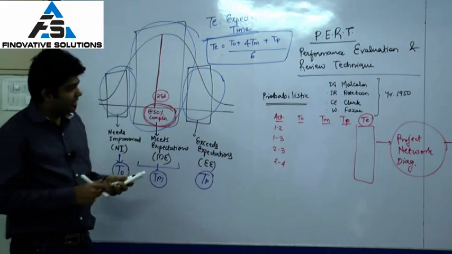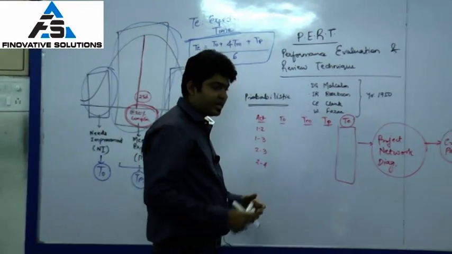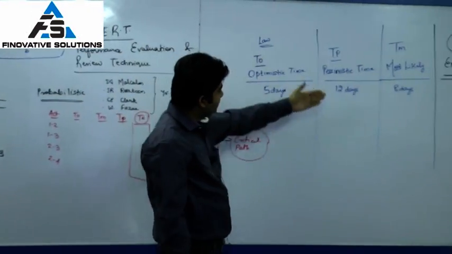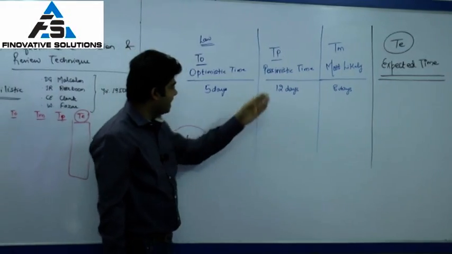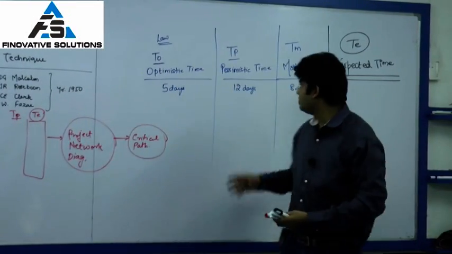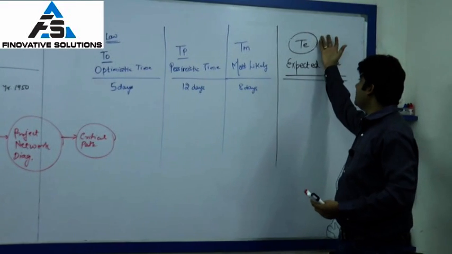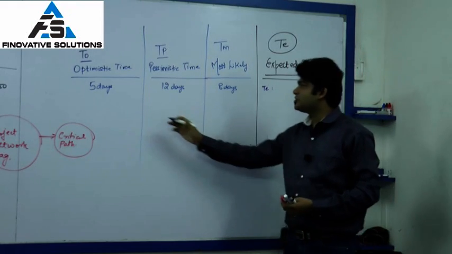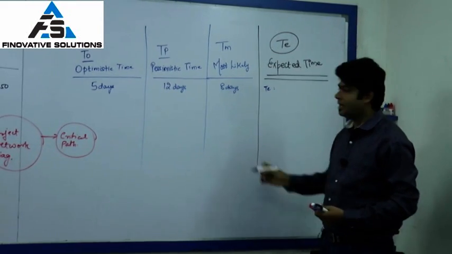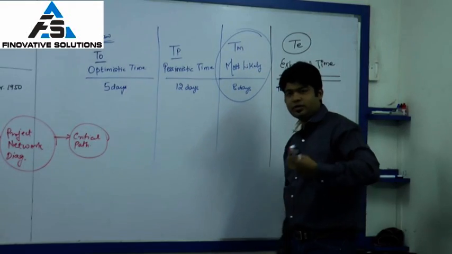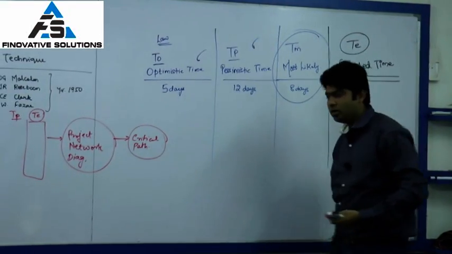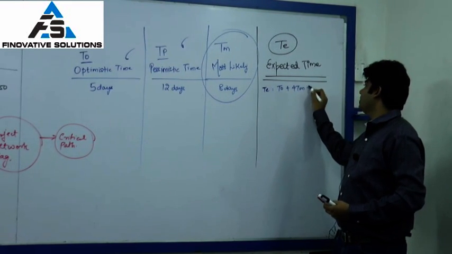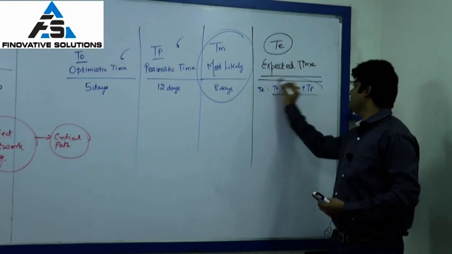Alright everybody, so again I am just repeating. So Program Evaluation Review Technique basically tells me that there are 3 time estimates which are given: TO, TP, TM. TO is your optimistic time, TP is my pessimistic time, TM is my most likely time. Based on this I will calculate TE. So how do you calculate TE? TE will be basically a combination of optimistic, pessimistic and most likely time. The chance of most likely being 4 times higher as compared to optimistic time or pessimistic time, and hence the formula TO plus 4TM plus TP upon 6 will give me TE.